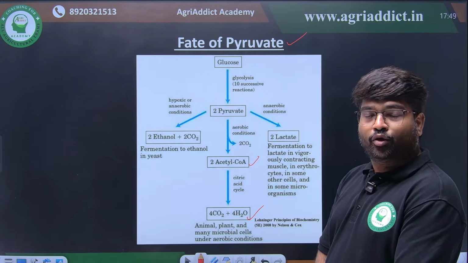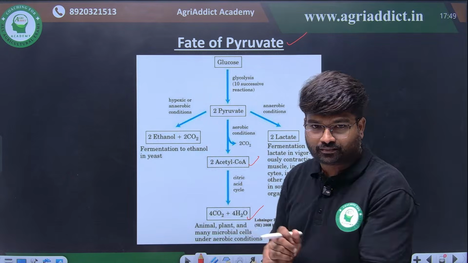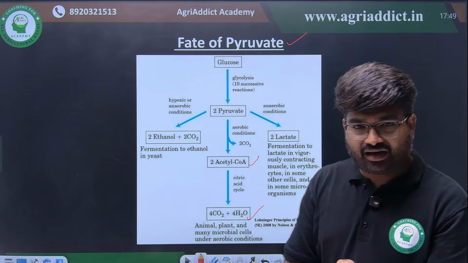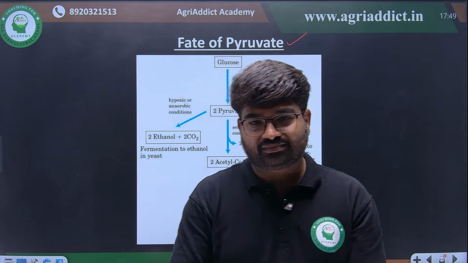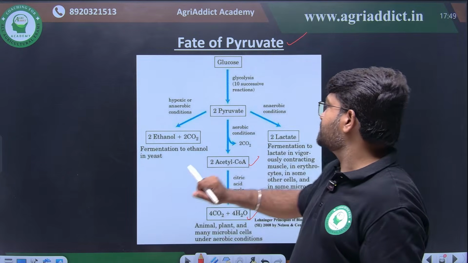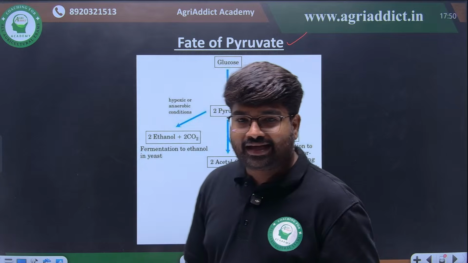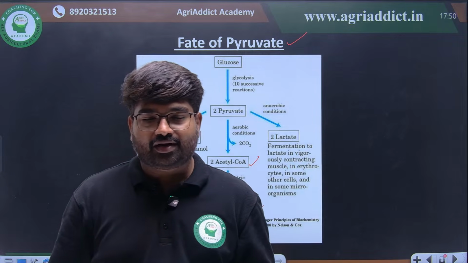If anaerobic condition is there, there are 2 different fates. First is ethanol fermentation, a fermentation method in which the pyruvate will be converted into ethanol. Then another most important one is lactate fermentation, where the pyruvate will be converted into lactate.